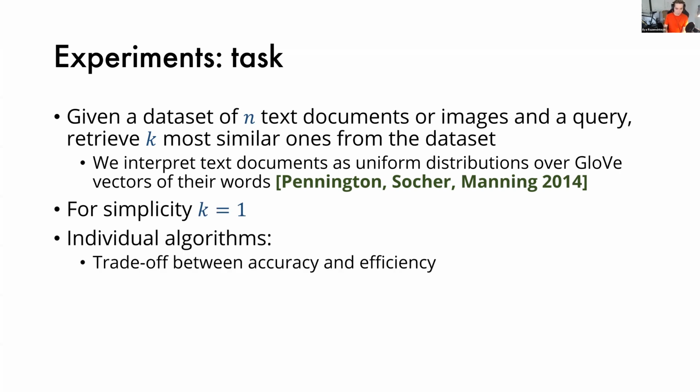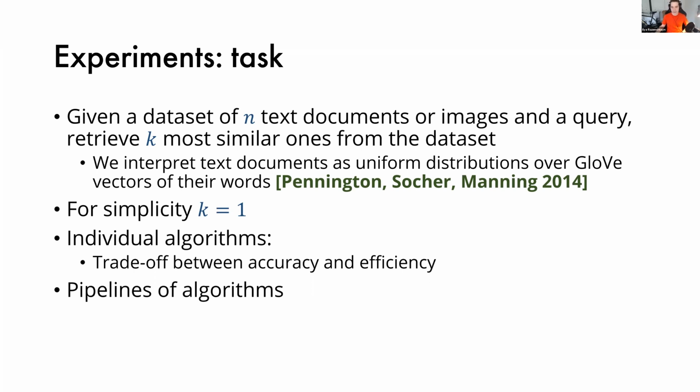Yeah, so there are two types of experiments you might want to do. The first kind is individual algorithms. We have a bunch of baselines, and we have our new algorithms. So there is a natural trade-off between accuracy and efficiency. The more accurate your algorithm is, the less efficient it is.